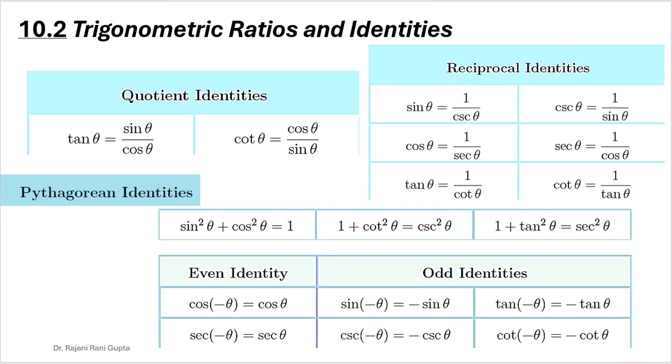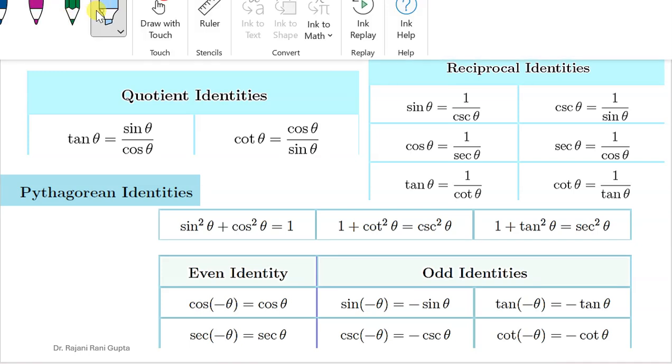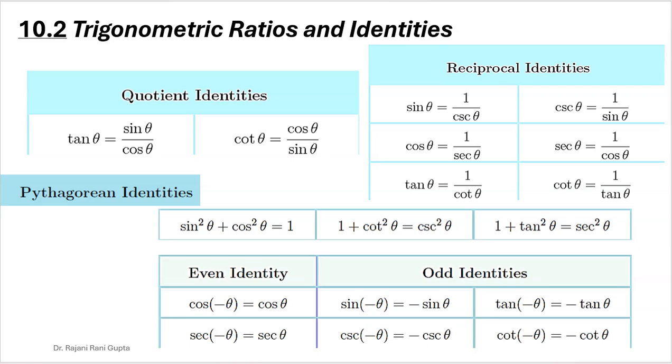So it is important to remember these identities, the quotient identities, which represent tan of theta as the quotient of sine and cos. Similarly, cot of theta is cos theta over sine theta. So you need to memorize these identities.